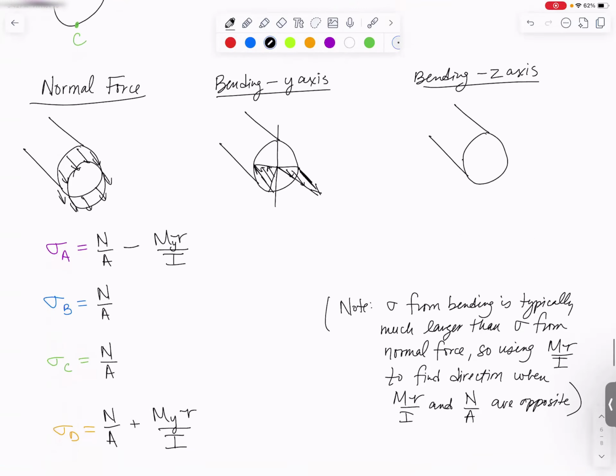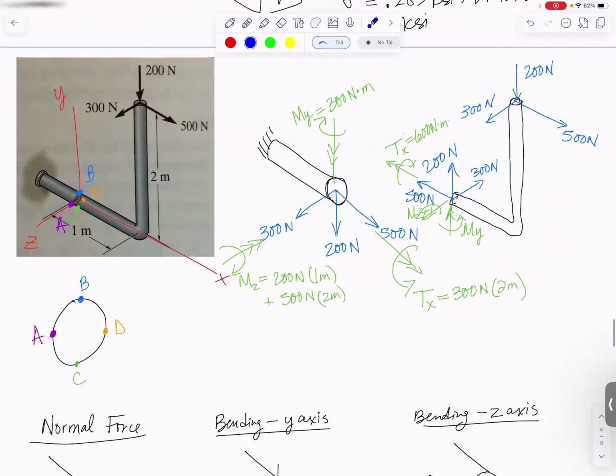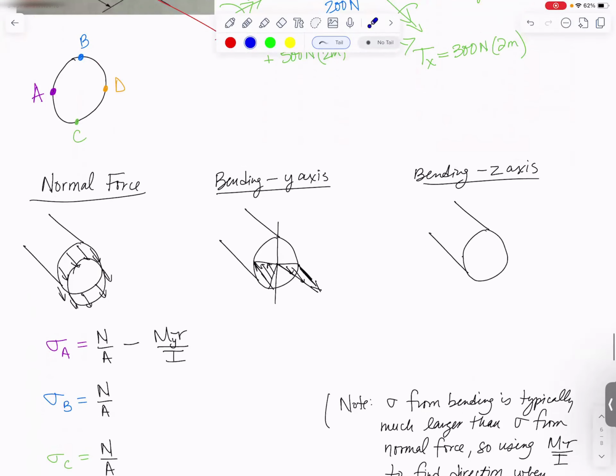And I don't add anything to sigma B and sigma C because point B is right up here and point C is right down there, and they are on the bending axis. It's the neutral axis, so there is no stress caused by that bending moment. Now the Z is going to be a different story. The bending about Z is this moment. It's negative, thumb toward the negative Z axis. So that is going to pull on the top and push on the bottom with no stress on the Z axis.